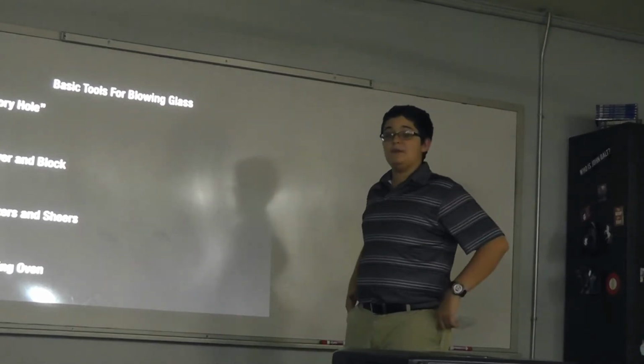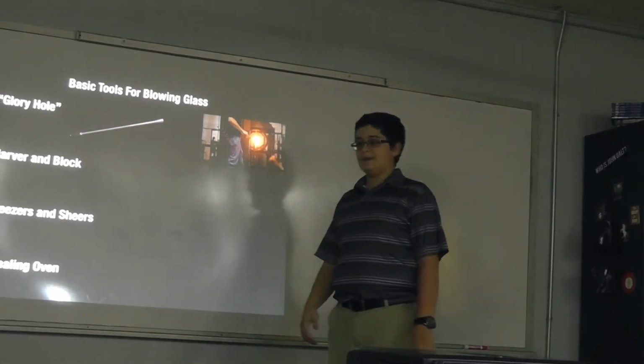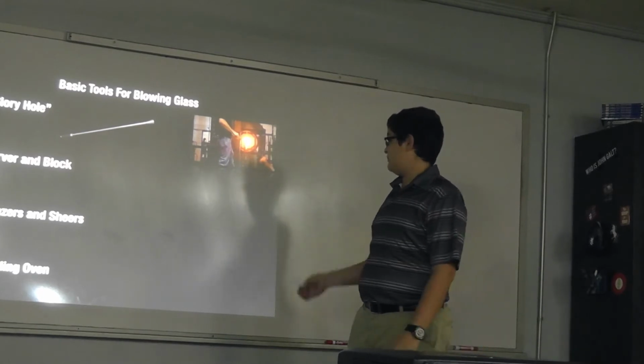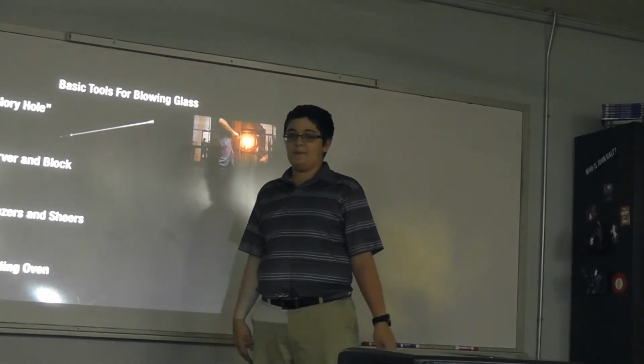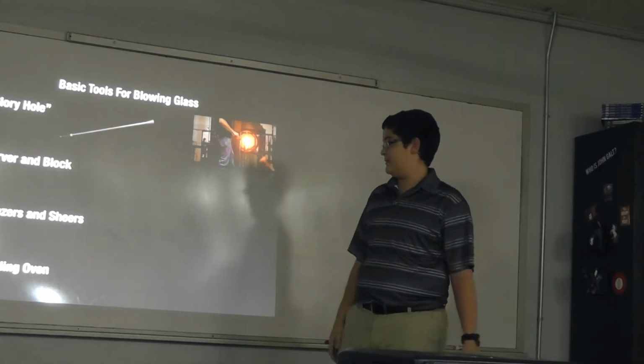So the first thing you're going to need for blowing glass is the furnace or the glory hole. The glory hole is basically where all the melted glass is and where you collect it. But you wouldn't be able to collect it without the pipe. The pipe is really just a pipe. You put glass on one side and you blow it out through the other.